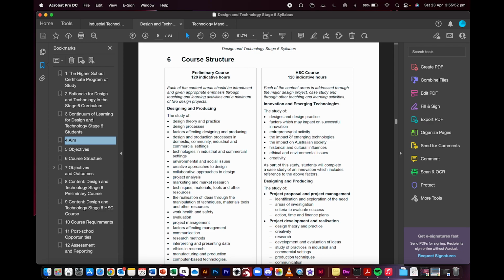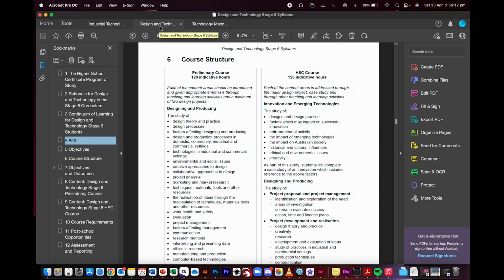Likewise, the theory is all digital and written based. So nothing to do with actually making a physical product, although sometimes they can overlap and work off each other.